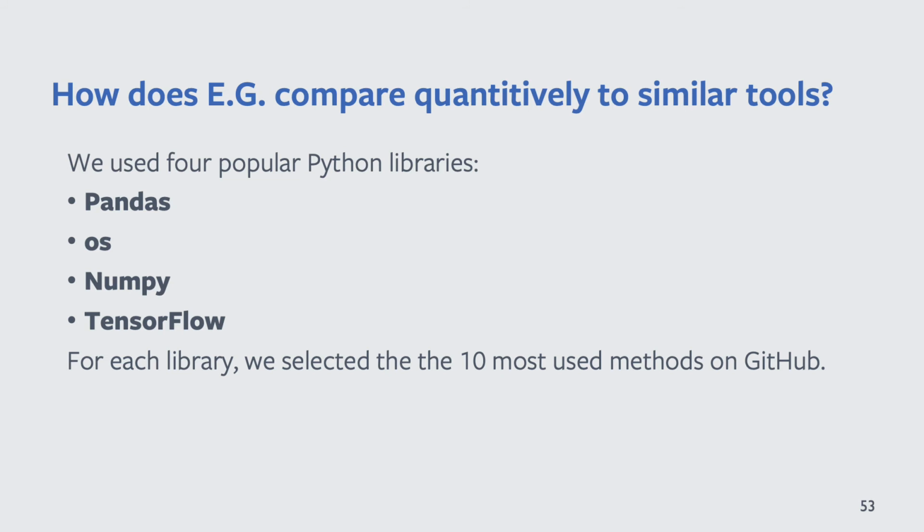To compare these tools, we used 4 popular Python libraries and selected for each library the 10 most used methods on GitHub. This gave us 40 methods total. For each method, we compared the top EG example, a random code search result, and the top voted Program Creek example, based on 3 metrics we defined to measure example quality.